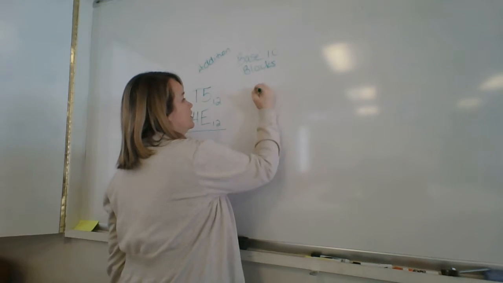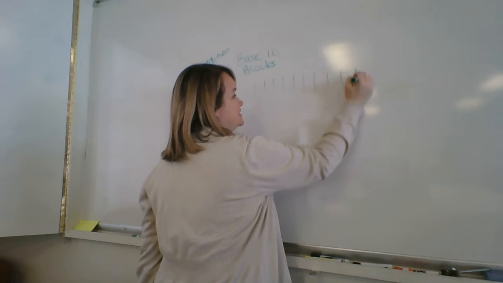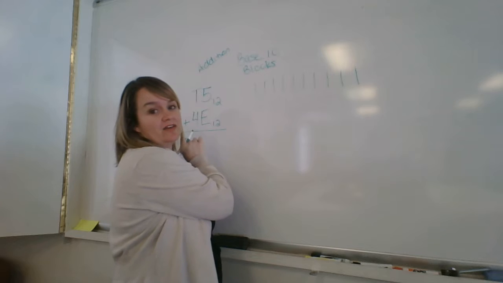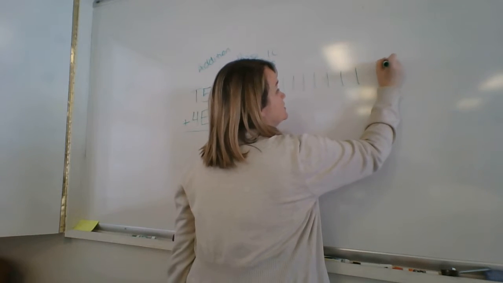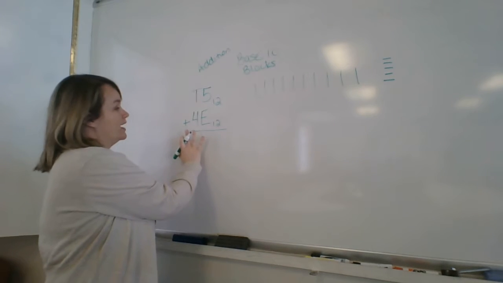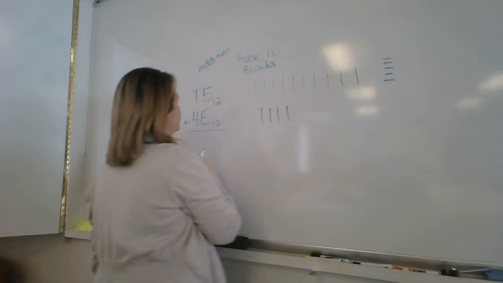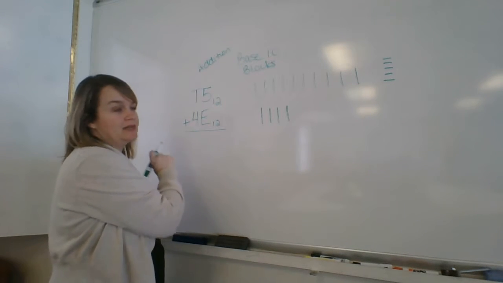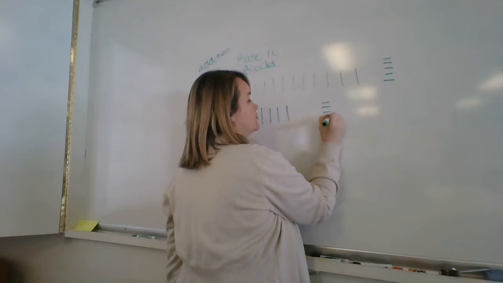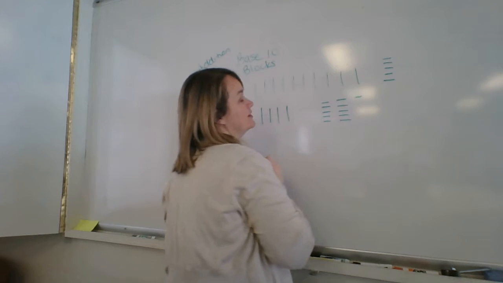So we have 1, 2, 3, 4, 5, 6, 7, 8, 9, 10 rods. And then we have 5 units. 1, 2, 3, 4, 5. And then the bottom problem, we have 4 rods. So we have 1, 2, 3, 4. And E equals 11 in base 12. So we draw 11 units. 1, 2, 3, 4, 5, 6, 7, 8, 9, 10, 11.